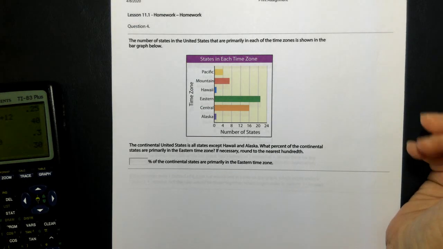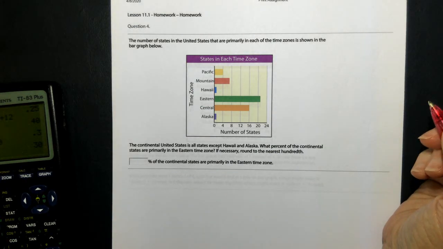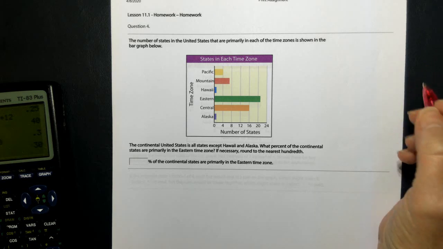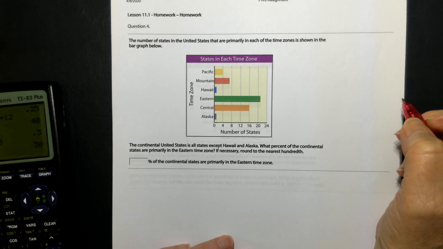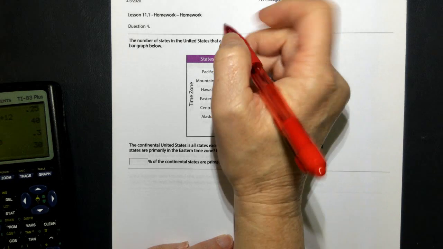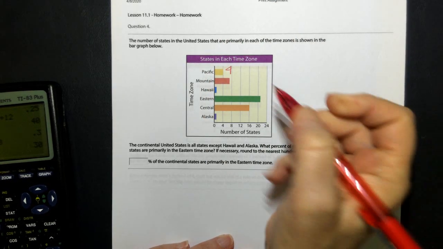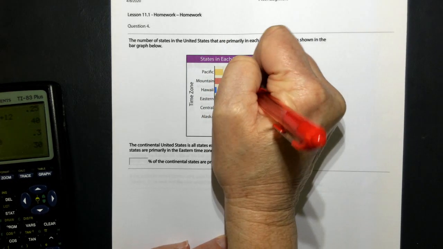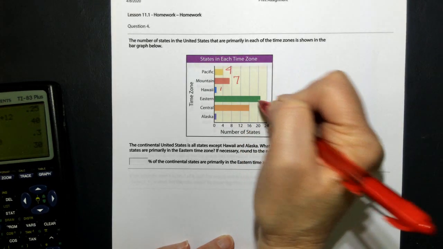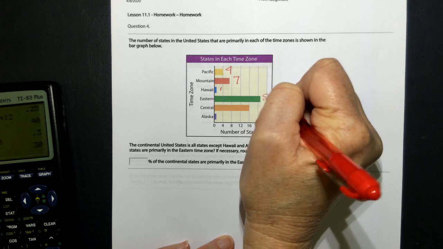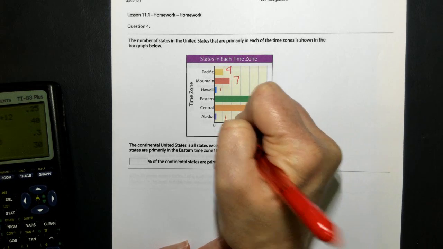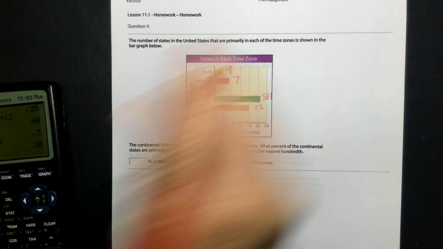Moving on, we now have a bar graph with the number of states in the United States primarily in one of the time zones. So for me, I'm going to look at it, read it, and write down some numbers. Pacific time zone, that's 4. I'm going to put it where I can see it. Mountain time zone looks like 7. Hawaii is 1. And then Eastern, 21. And then Central is 16. And Alaska is 1.